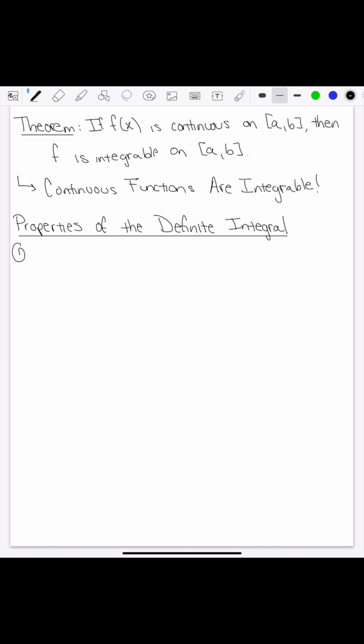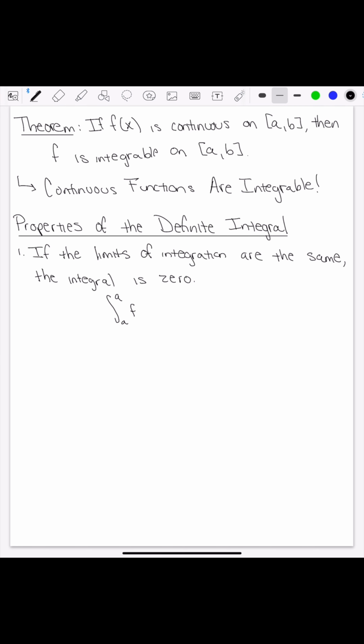So the first property: if the limits of integration, and that was a vocabulary word, so go back if you forgot, are the same, then the integral is 0, because you're not moving anywhere. If we draw the graph, it'll just be a line, so there's no area for a line. So if the limits of integration are the same, they're both a or any number, then the integral is equal to 0, because it didn't move, so there's no area to be calculated.